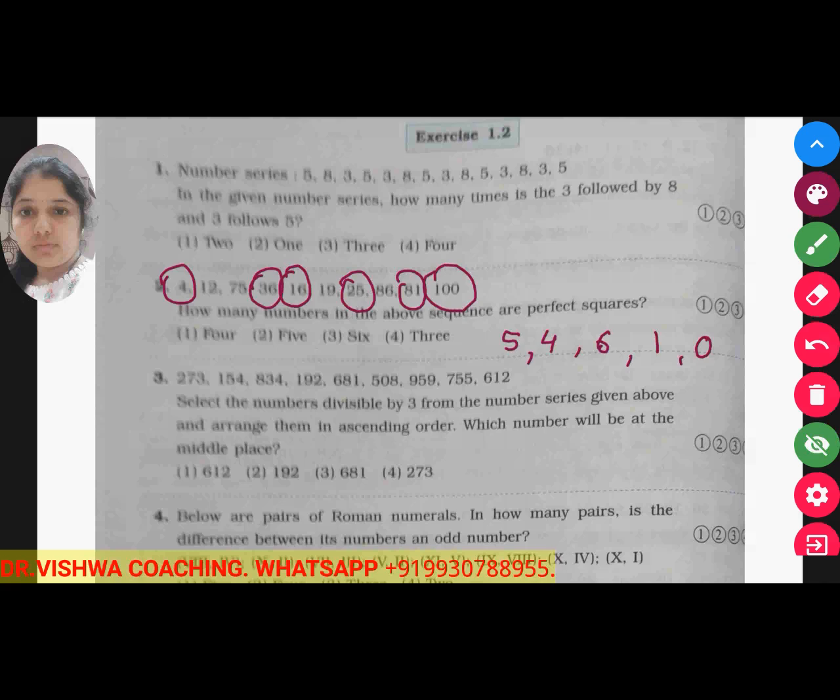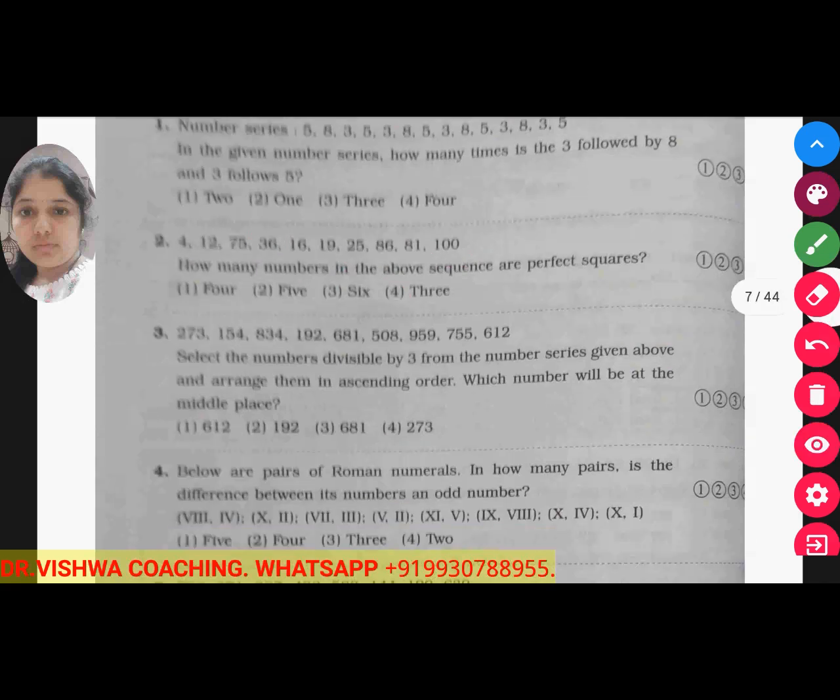So how many such numbers are here? 6 such numbers are here. So your correct option is option number 3. So keep in mind the numbers which have 5, 4, 6, 1, 0 at the unit place are the perfect squares. Okay, but 86 is not a perfect square, though it has 6 at the unit place.